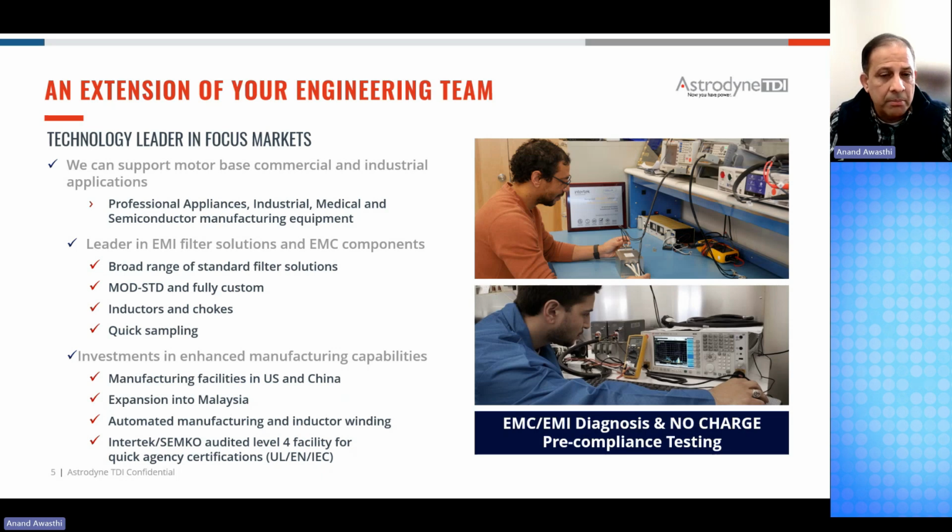We do offer quick sampling for components. A sample could be made in as little as a week or two. In terms of our larger filter solutions, typically we try to ship out our filter samples, if they're not in stock, in about 2 to 4 weeks. If they're in stock, they ship immediately.